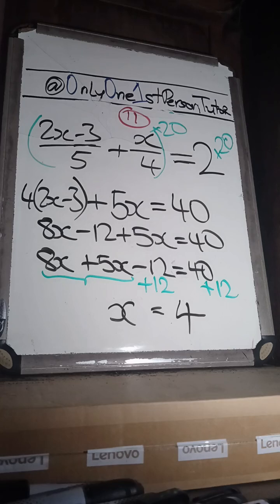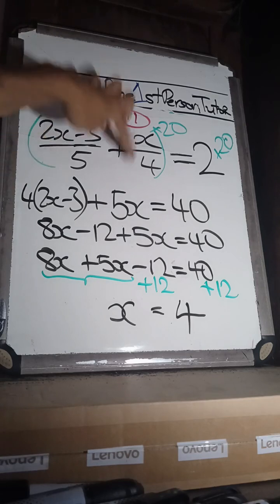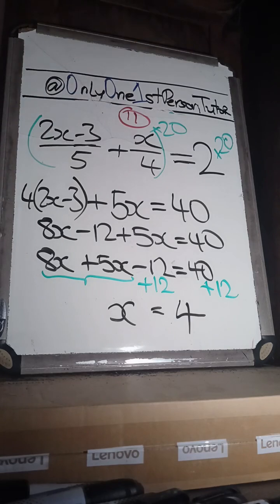Now what does that look like over here? 4 times 2 is 8, minus 3 is 5. 5 over 5 is 1. 4 over 4 is 1. 1 plus 1. There you go. Yeah, that one there. Never too hard. So, we're done with number 11. 11 done.